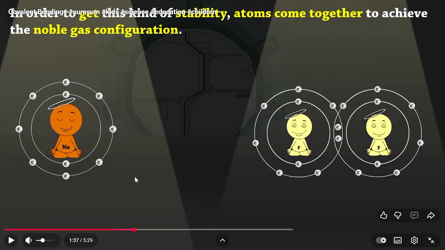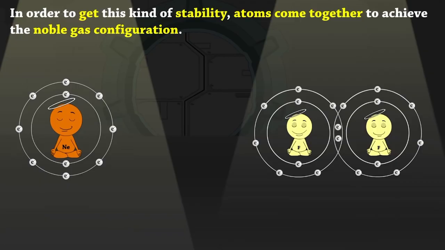Okay, so in order to get this kind of stability, we're still filling in the blanks. Other non-metal atoms come together to achieve this noble gas configuration. So you're filling in the blanks. Noble gas configuration. If you don't like the word configuration, you can just write arrangement. Okay, that's the other way of saying it.